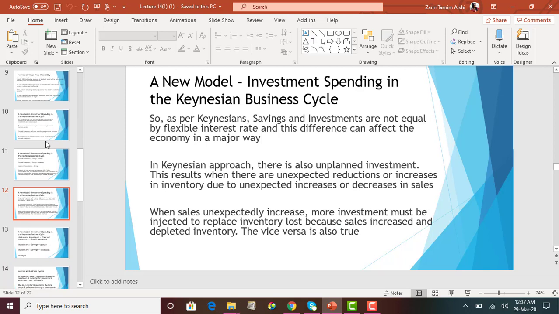Now, under Keynesian, there is another type of investment called the unplanned investments. So unplanned investment is when businesses will have to make investments when there is an unexpected increase or decrease in sales. Basically, unplanned means unexpected investments. Sometimes you have to spend more. You see there's an increase in demand in the market for your water bottles, so unexpectedly you have to spend more money in order to increase the supply. So instead of 10, I will now have to produce 15 water bottles.